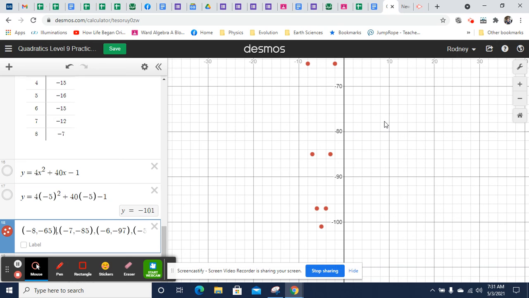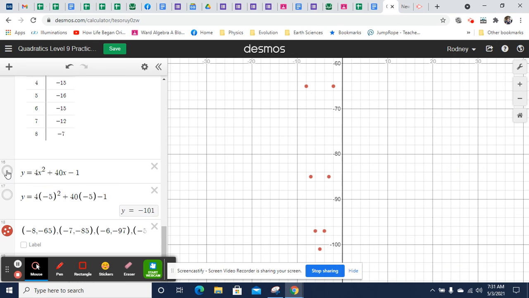And we have plotted some points on this parabola. I'll turn it on so you can see that it matches.